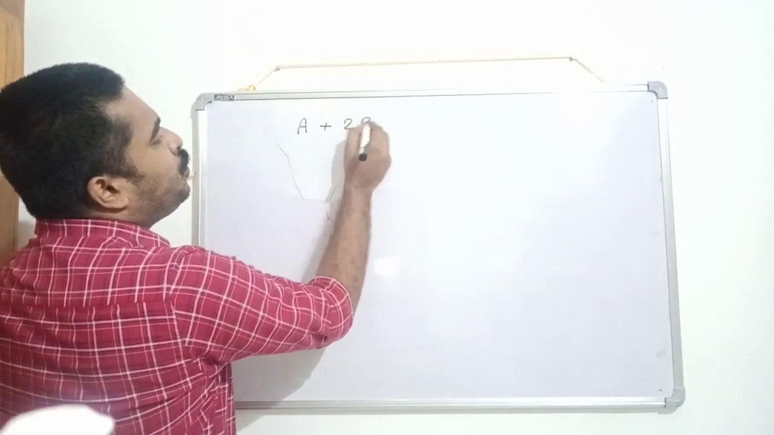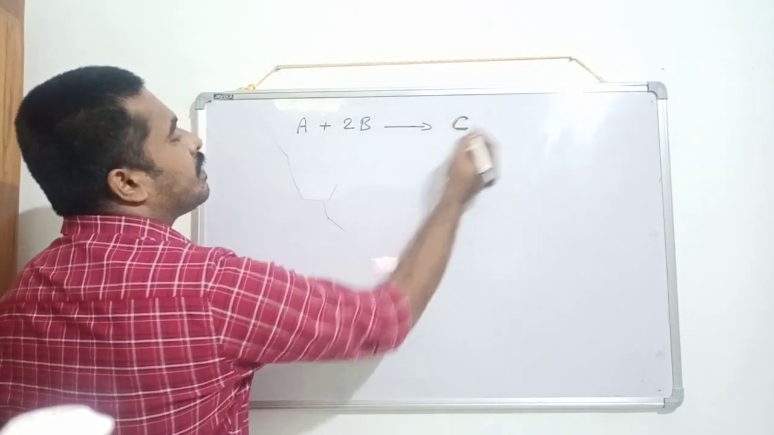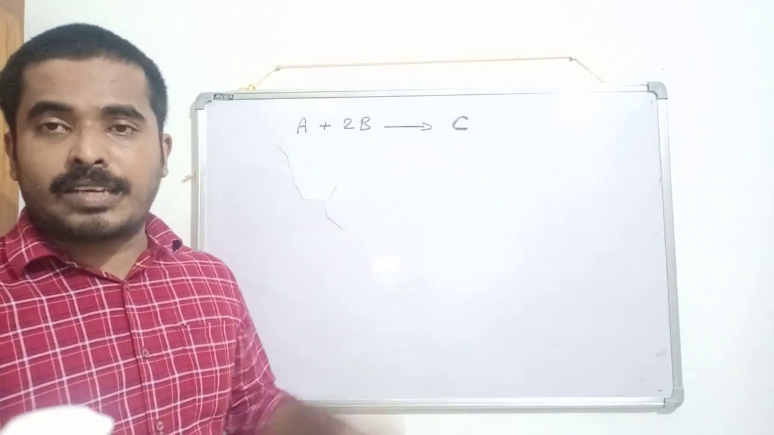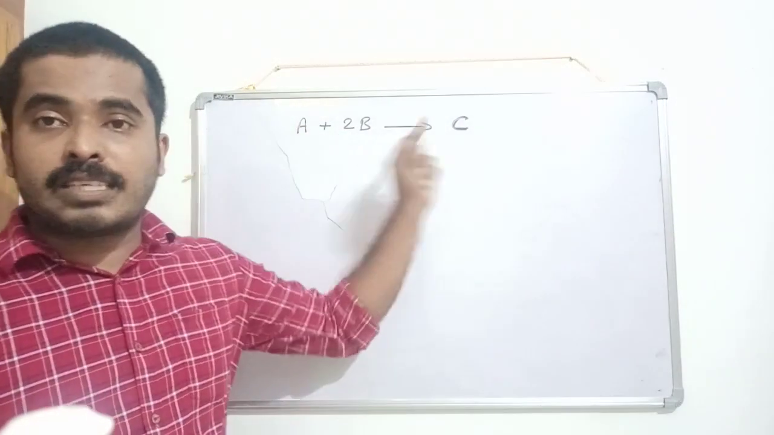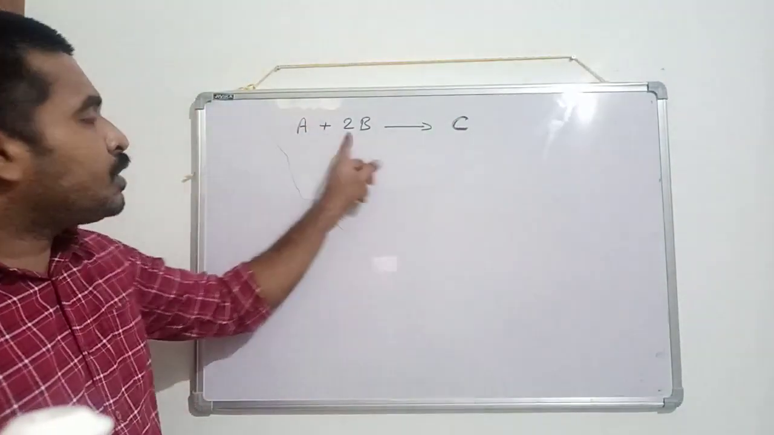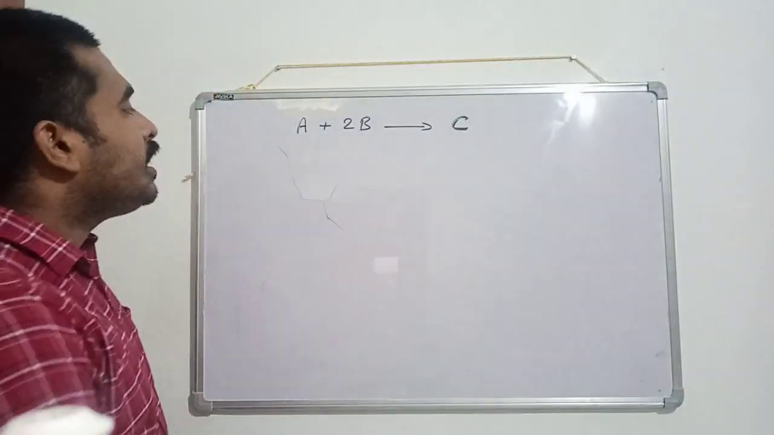A plus 2B giving C. What is the order? We cannot find order from a balanced chemical reaction. What is the molecularity? That's simple. 1 plus 2, 3. Molecularity is simple to find out. Order is difficult.